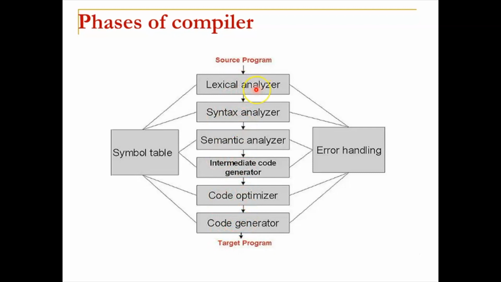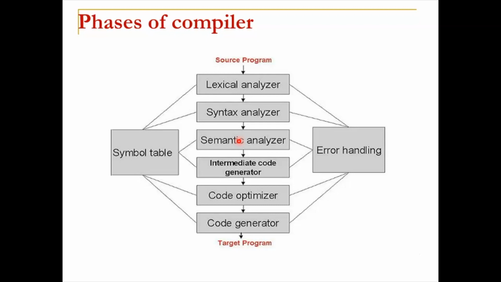Okay, so we have the lexical analyzer phase, the syntax analyzer, semantic analyzer, intermediate code generator, code optimizer, target code generator, and along with these we have two supporting blocks: symbol table and error handling.